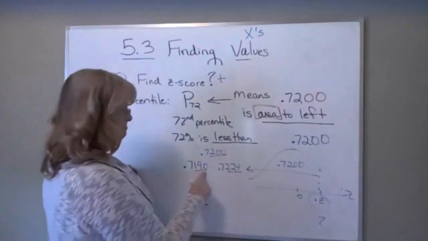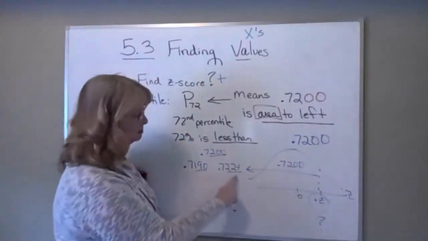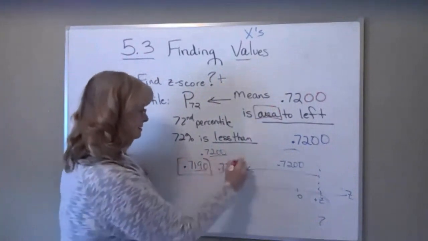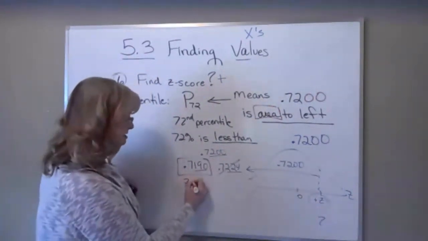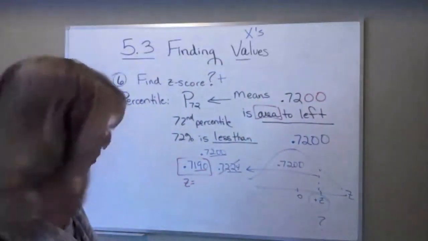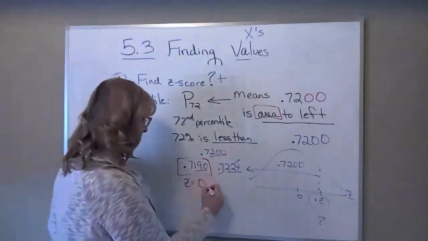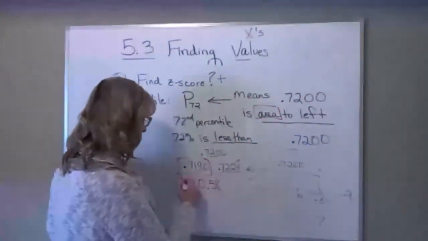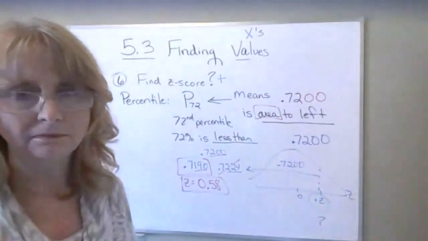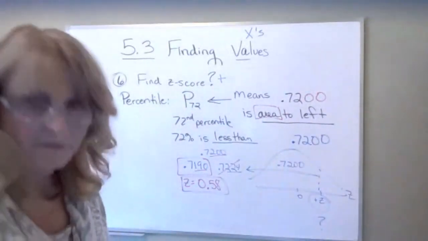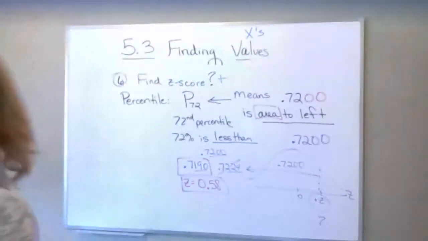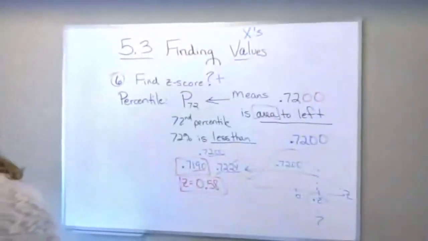This one is basically 10 too small, and this one's like 24 too big. So this one is the closer one. So the z that is associated with that area was 0.58, right? And that's what they just wanted, the z-score.